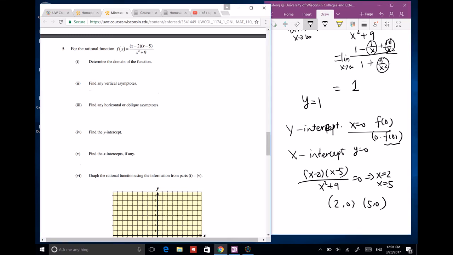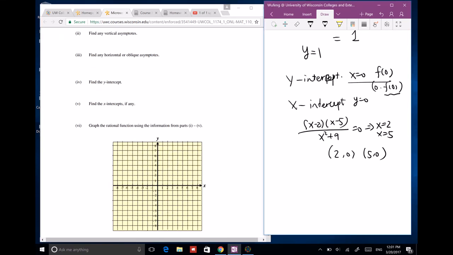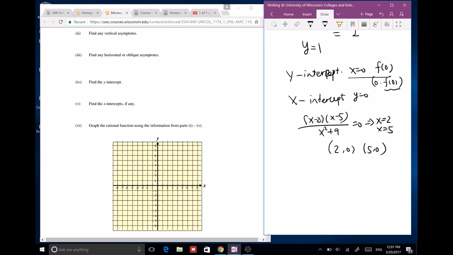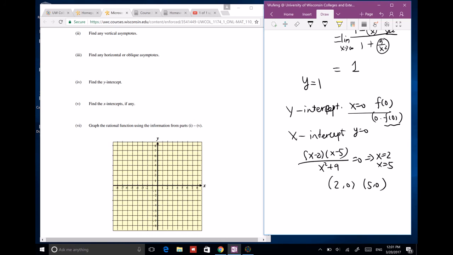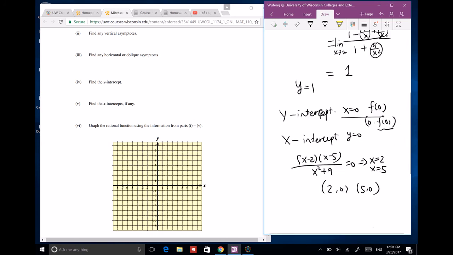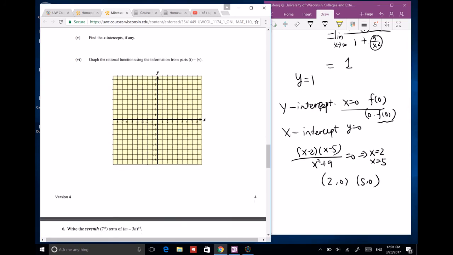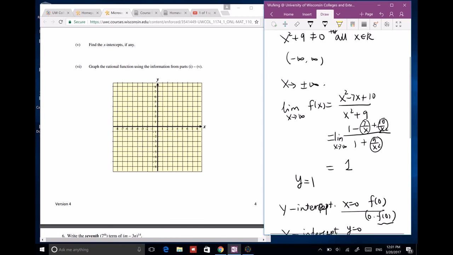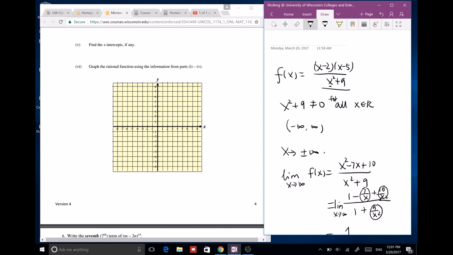Okay, you can graph the function by using the x-intercepts, y-intercept, oblique asymptote, and the horizontal asymptote. You can use the graphing calculator to verify your answer. But before you use the graphing calculator, you have to work it out by yourself. How do you graph the function?